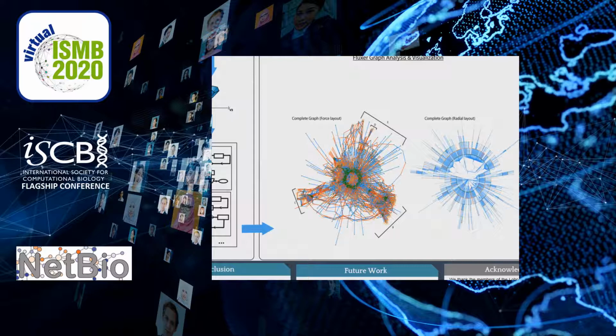The complete graph is shown in the force and radial layouts here, but they're also available in the tree and dendrogram layouts as for the other graphs. In the force layout, users can view global level clustering, such as in the example here, where reaction and metabolite nodes are clustering based on their cellular localization.